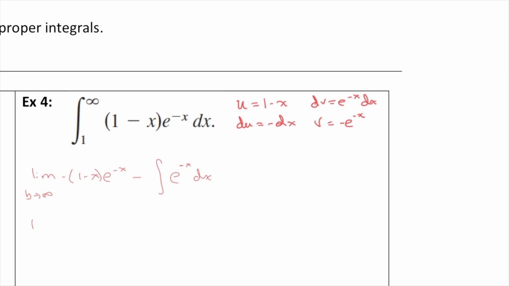Now, let's work some more. A little bit of algebra. B goes to infinity. The first part is going to be integrated from 1 to b, and let's not forget 1 to b on that second antiderivative, which gives us negative 1 minus b, e to the negative b. Put your 1 in, that gives us 0, minus, we're going to integrate again, which is going to make it positive, e to the negative x, evaluated from 1 to b.